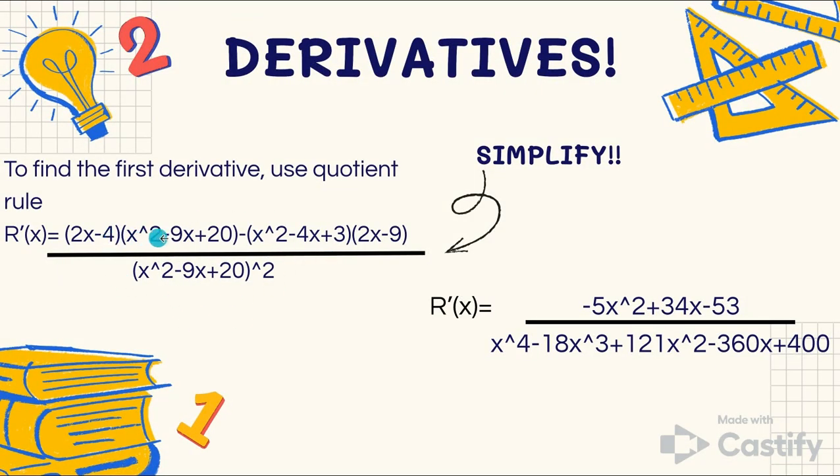And then I would multiply and then I would simplify it by combining like terms, and then my final answer is this, which is negative 5x squared plus 34x minus 53 all over x to the power 4 minus 18x to the power 3 plus 121x squared minus 360x plus 400.